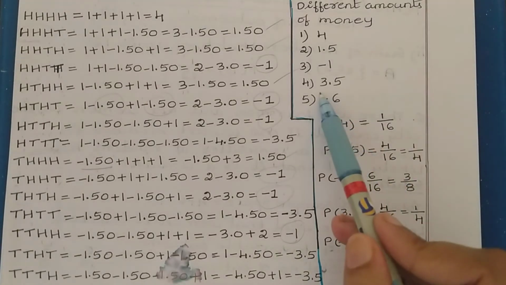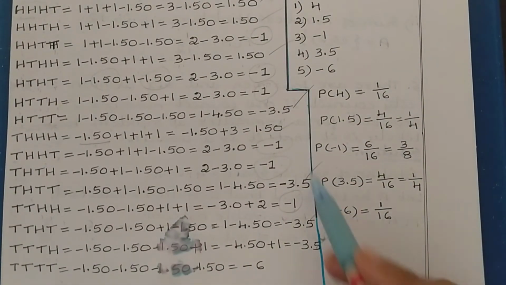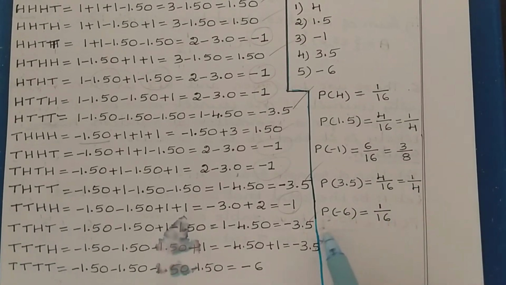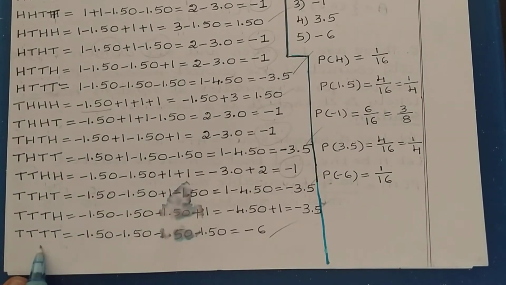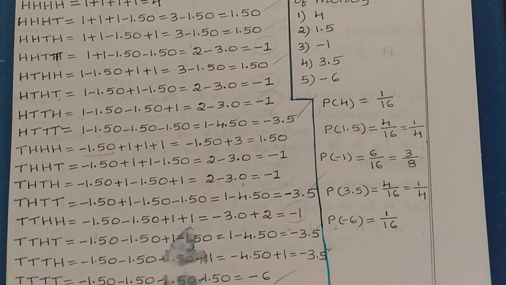Next, probability of amount 3.5. See 3.5, here we have 1, 2, 3, 4. 4 times we have this amount. So 4 by 16, we get 1 by 4. Next, probability of -6. -6 we got only once for this outcome. So we have probability of -6 as 1 by 16.